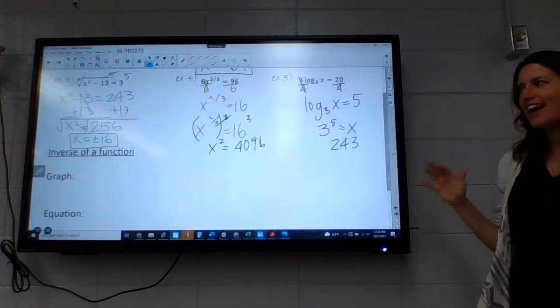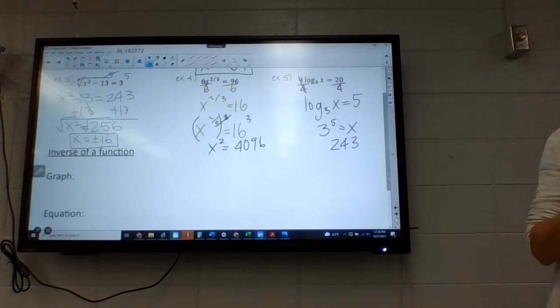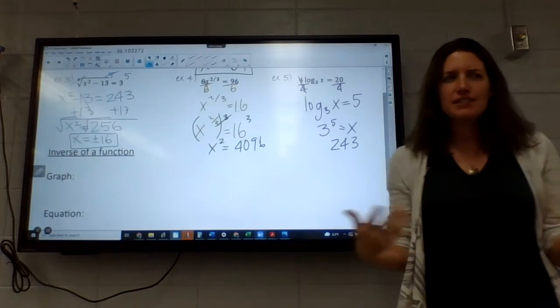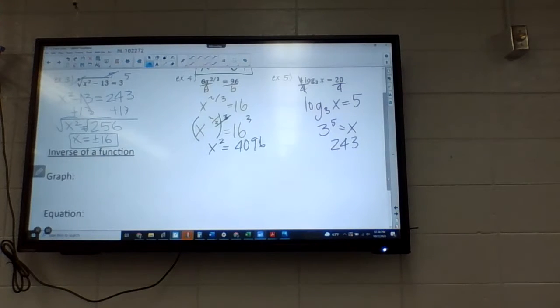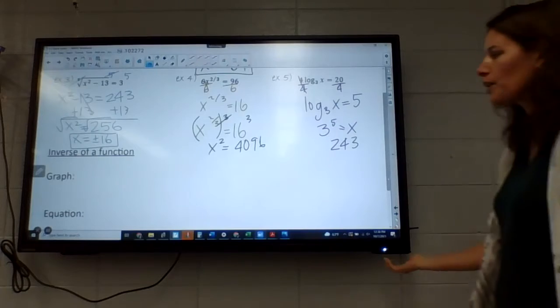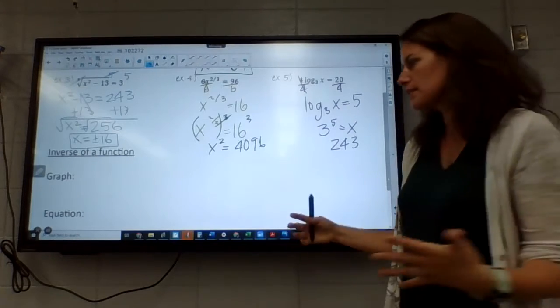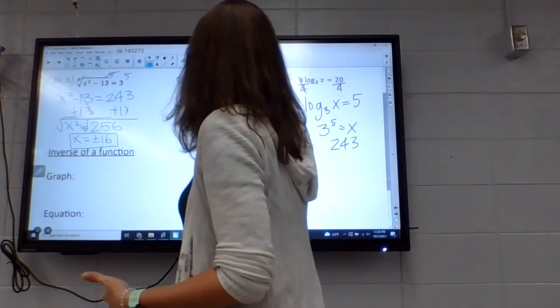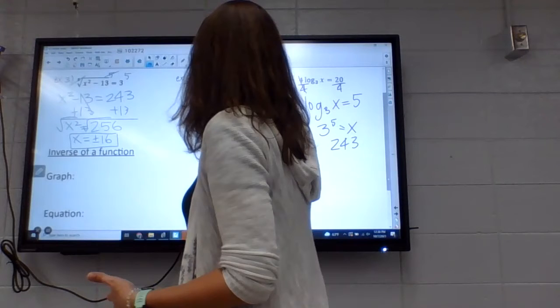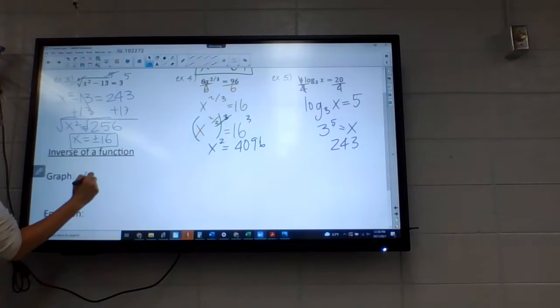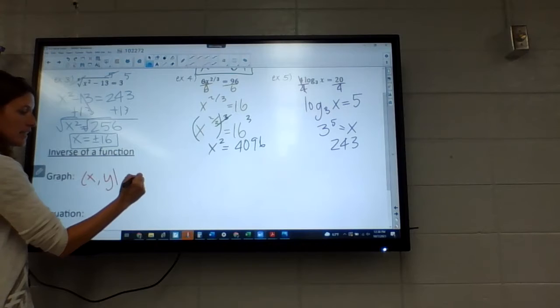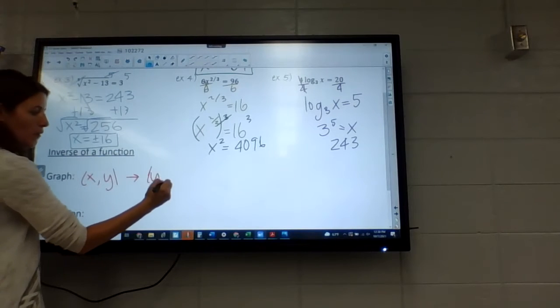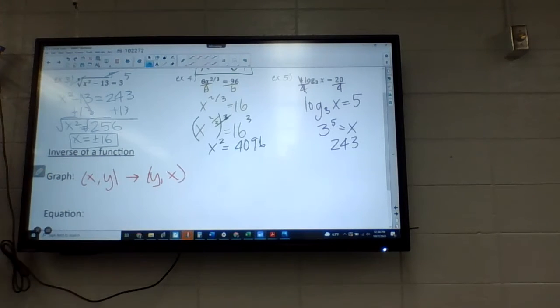Inverse of a function, as mathematically opposite as we can get. On a graph, it's kind of strange how not hard this is. For a graph, we just switch the x and y coordinates. So if I have x comma y, then its inverse is going to be y comma x. Crazy, mind blown.